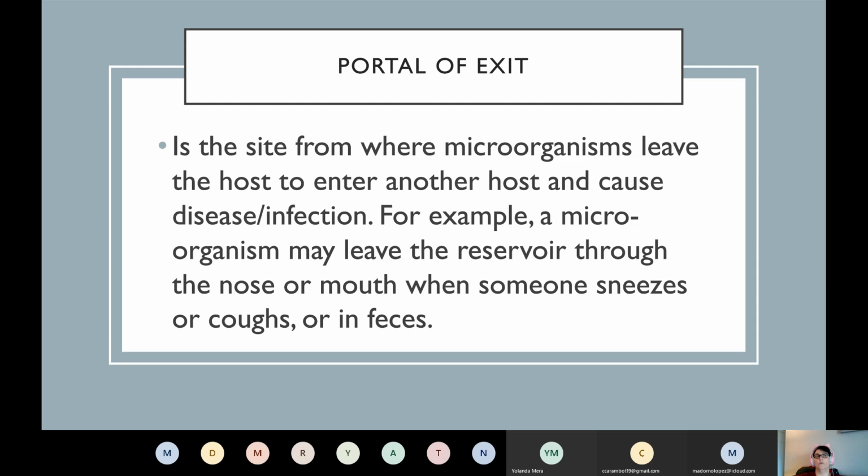All right, the host that it's in, the two might have a really good relationship and no problem, and it's not sick or anything, but it leaves that person or that animal or whatever, and now it's exited. That could be through the nose, mouth, sneezing, coughing, feces, sex, anything, okay?